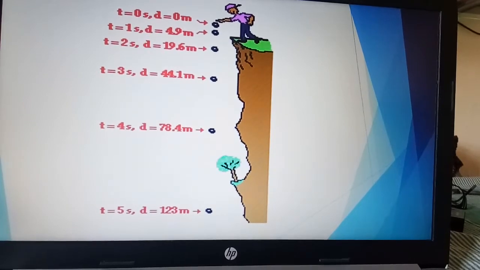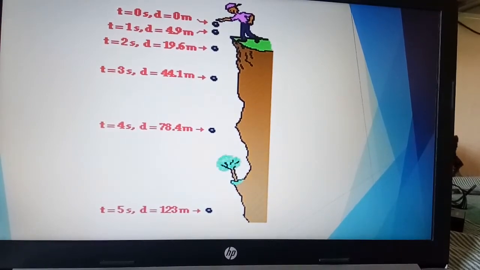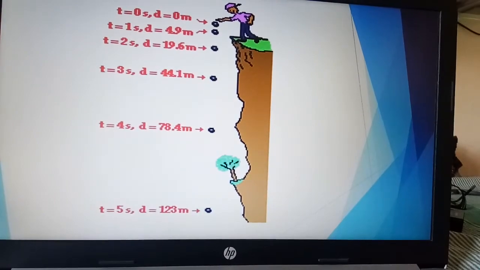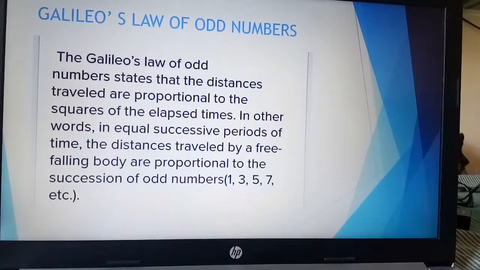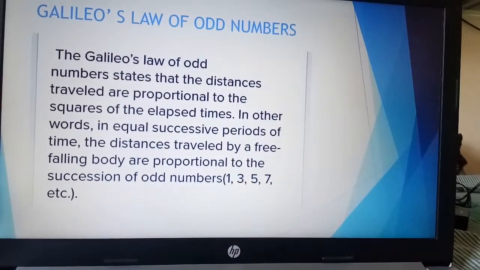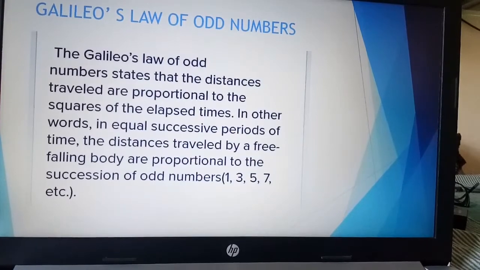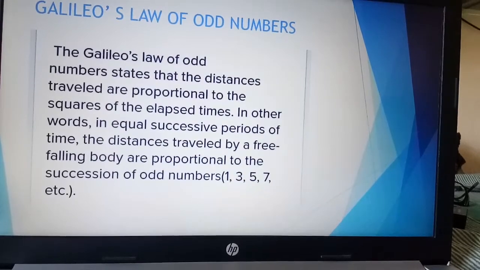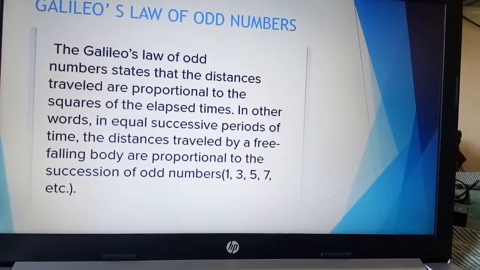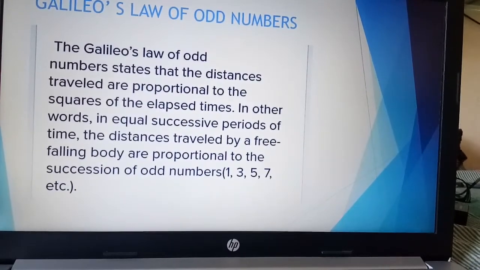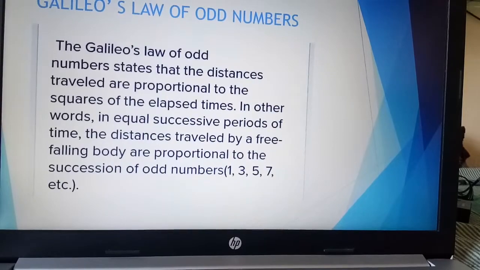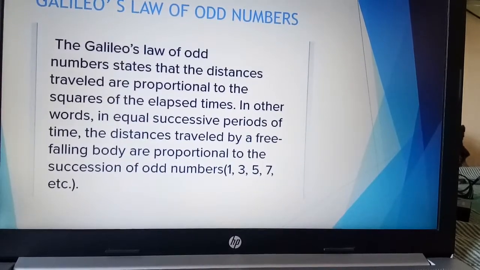This was given by Galileo and it is called Galileo's law. Let us see what Galileo's law is. Galileo's law of odd numbers states that the distances travelled during the free fall are proportional to the squares of the elapsed time. Yes, h is equal to half gt square, so h is directly proportional to t square. In other words, in equal successive periods of time, the distances travelled by the free fall body are proportional to the succession of odd numbers.